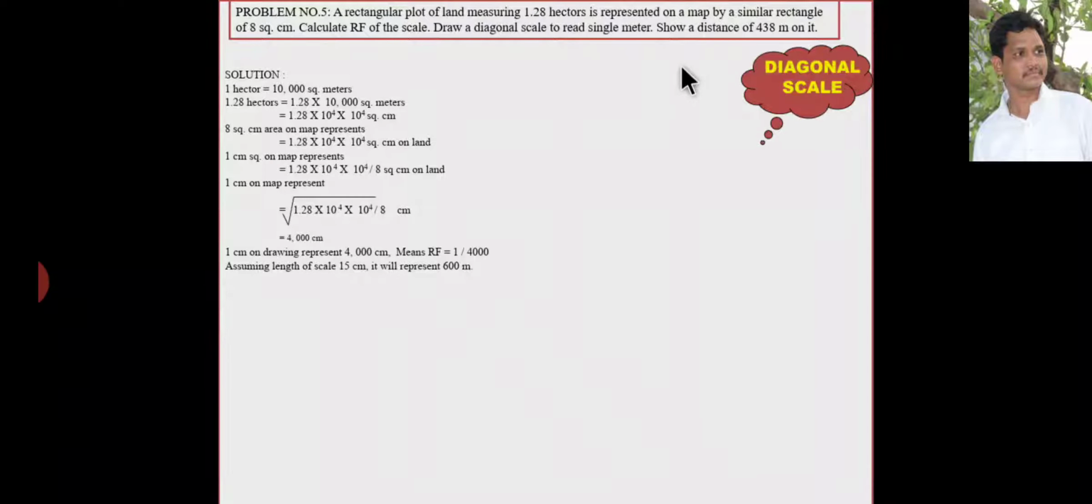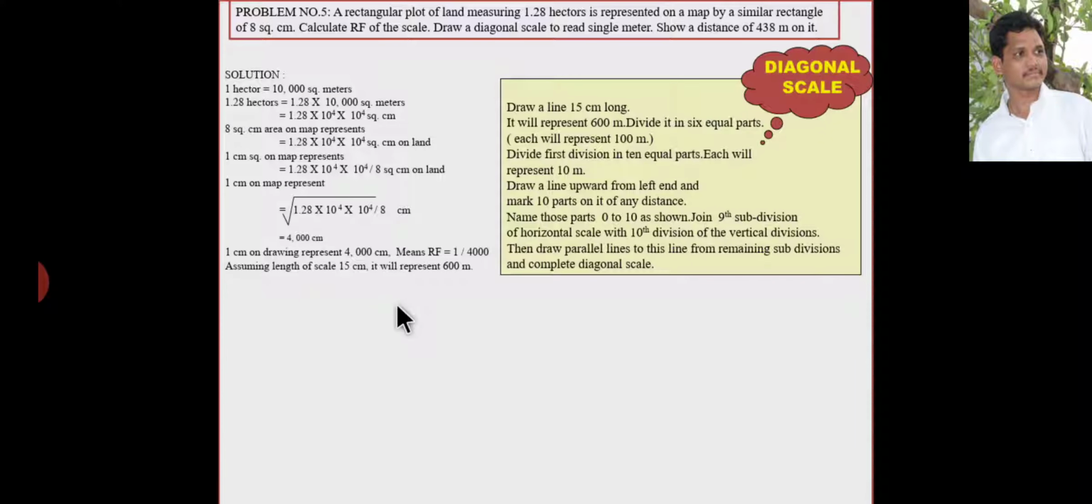Here the maximum length up to measure is not given, so you have to take a rounded value. Here I consider the maximum length up to measure is 600 meters. So the length of the scale equal to RF into maximum length up to measure. So length of a scale equal to 1 by 4,000 into 600 meters.